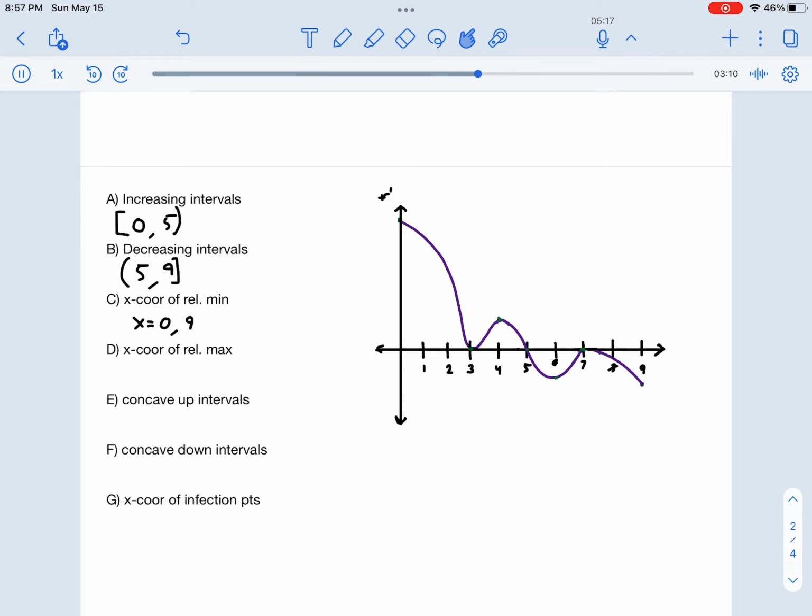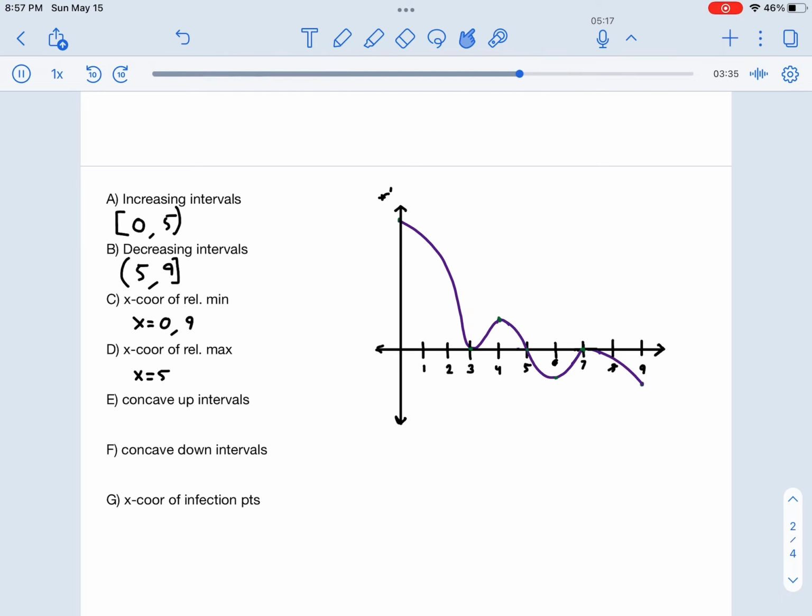And there's one relative maximum on this graph of f, and it is found by finding when f prime switches from positive to negative or at the endpoints. In this case, the relative maximum is at 5 because f prime is positive and then negative.